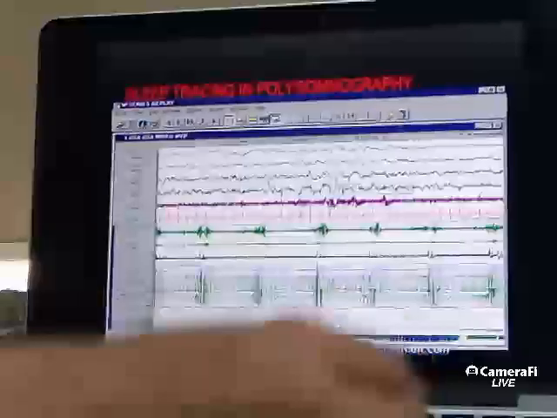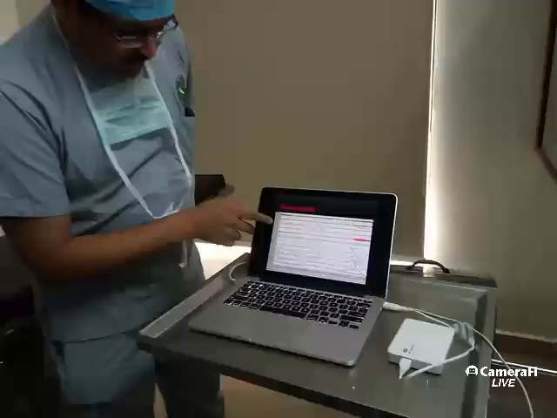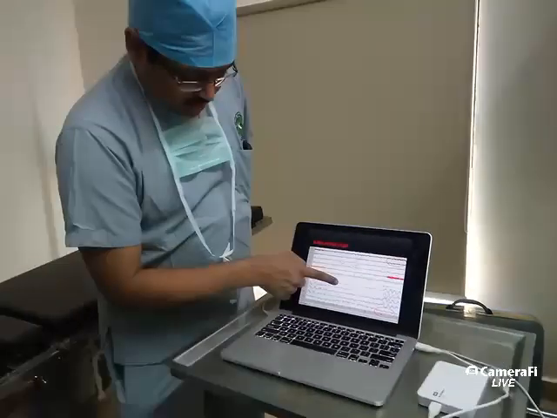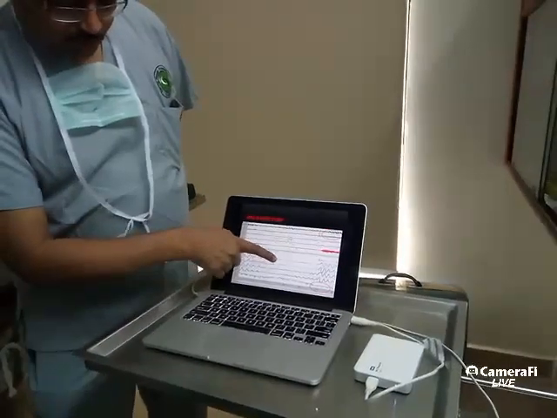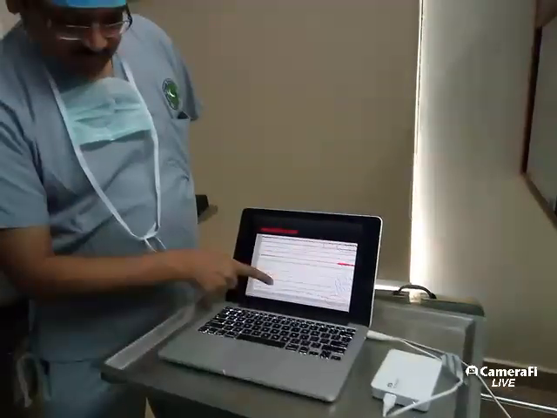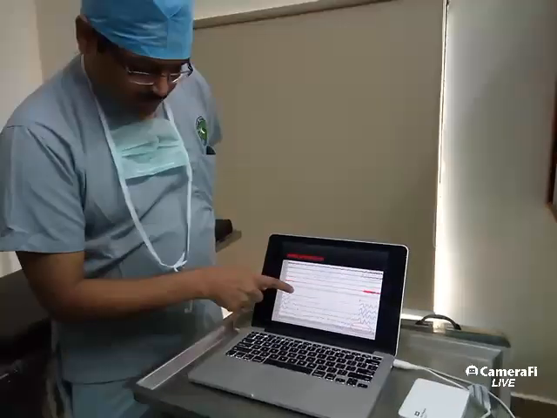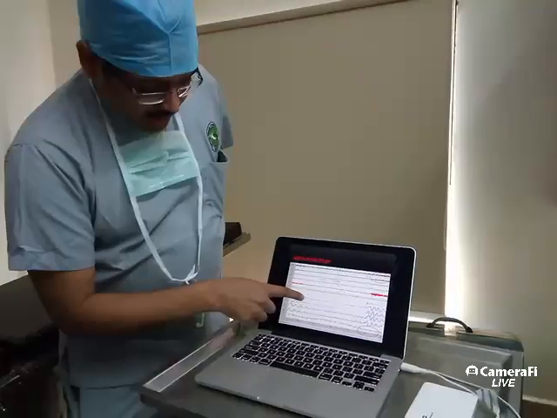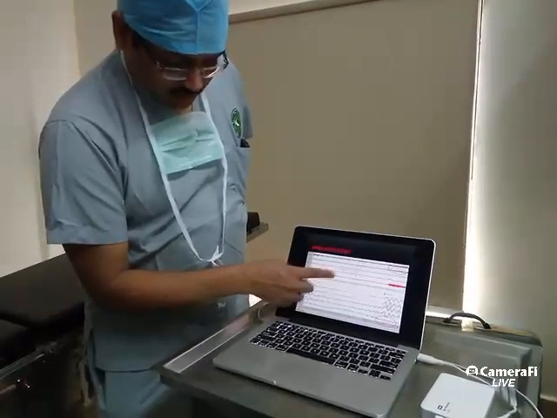Saturation. So, the patient has gone for apnea, with no nasal airflow or oral airflow, which is more than 10 seconds, and you see the saturation drops from there.